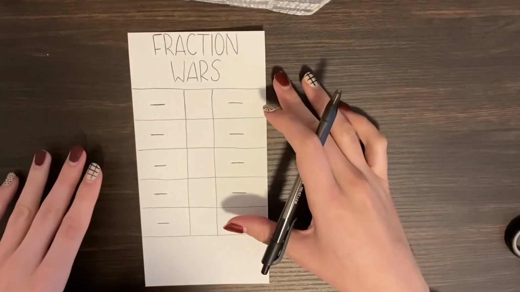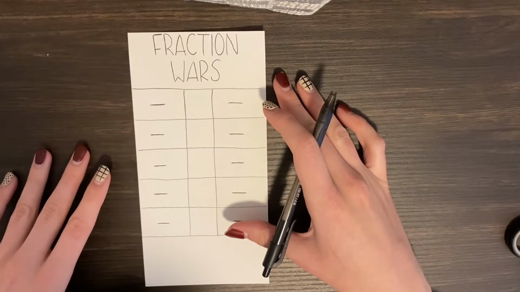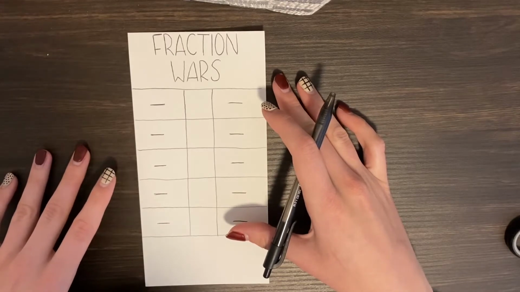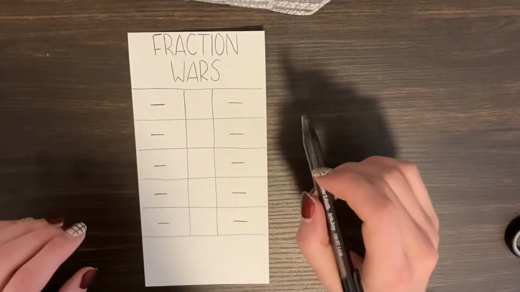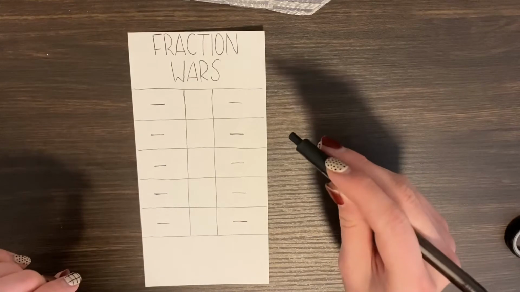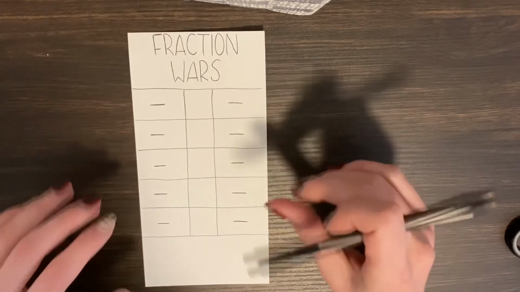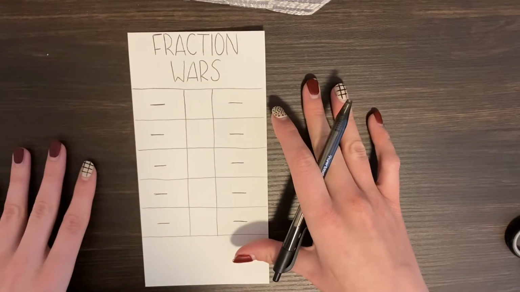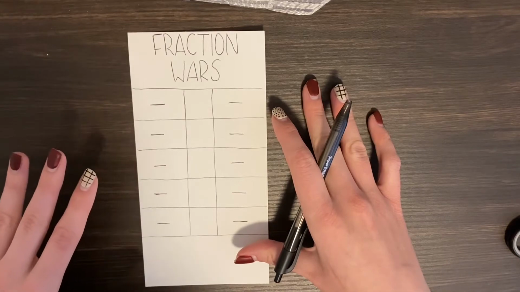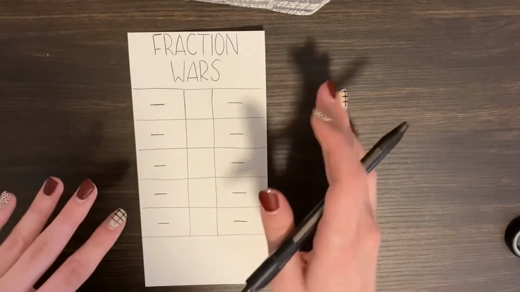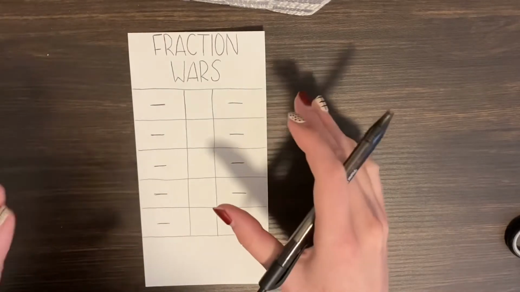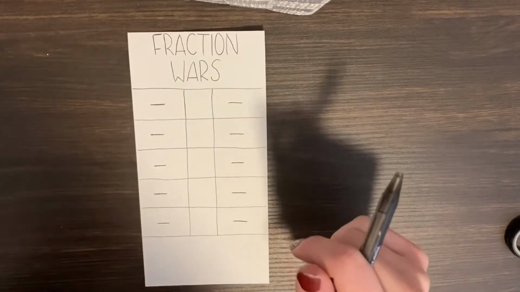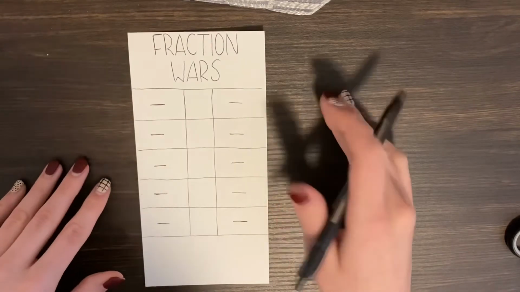Okay, so for my lesson plan, it's called Fraction Wars, and it's going to be for fourth graders. The objective of this lesson plan is that students will be able to compare fractions with different numerators and denominators. So how I'm going to start this out is give a review of how we find which fractions are bigger than others, and also what signs we use. So the greater than sign, the less than sign, and the equal sign.